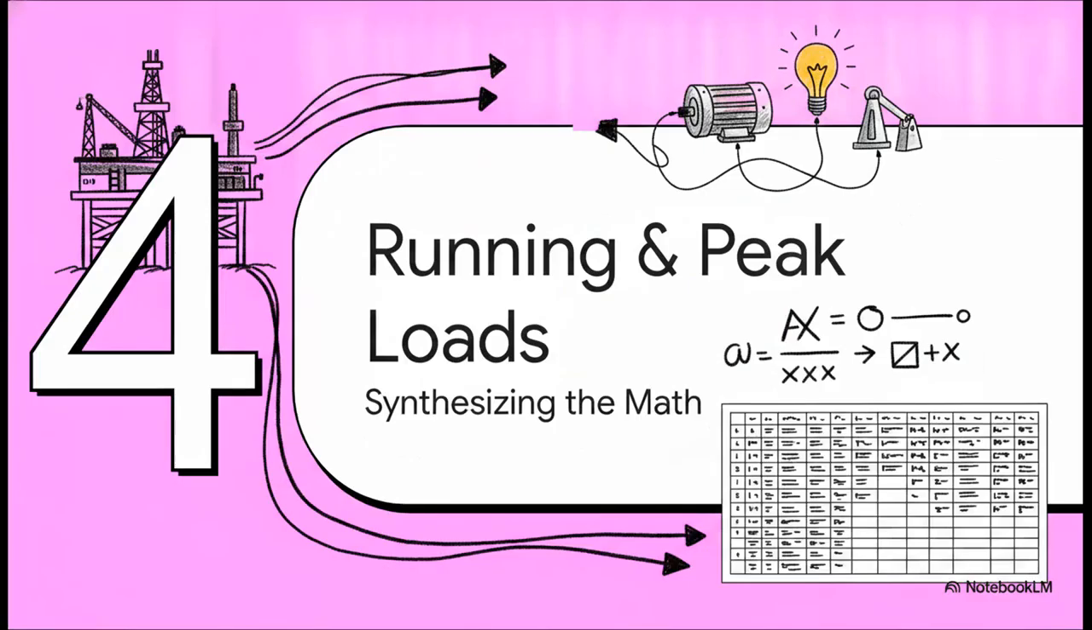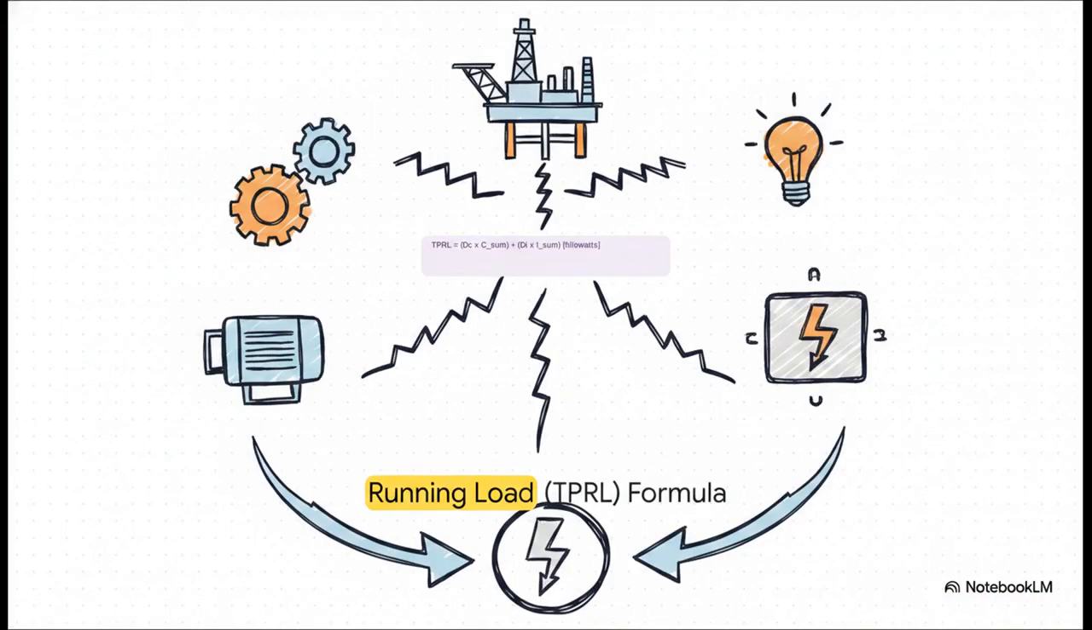Okay, section 4, running and peak loads, synthesizing the math. Once that massive spreadsheet is fully populated, we synthesize all those diverse rows into 2 absolute powerhouse equations. Let's start with the first big one, the total plant running load, or TPRL for short. This calculates the actual active power consumed during normal day-to-day platform operation.